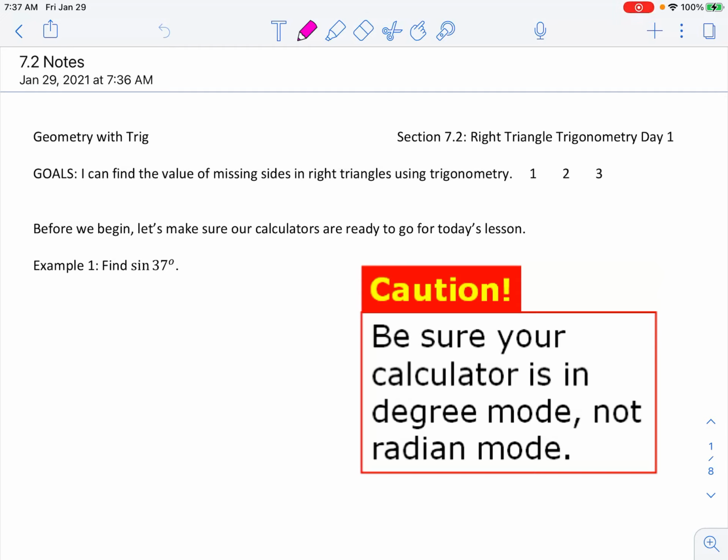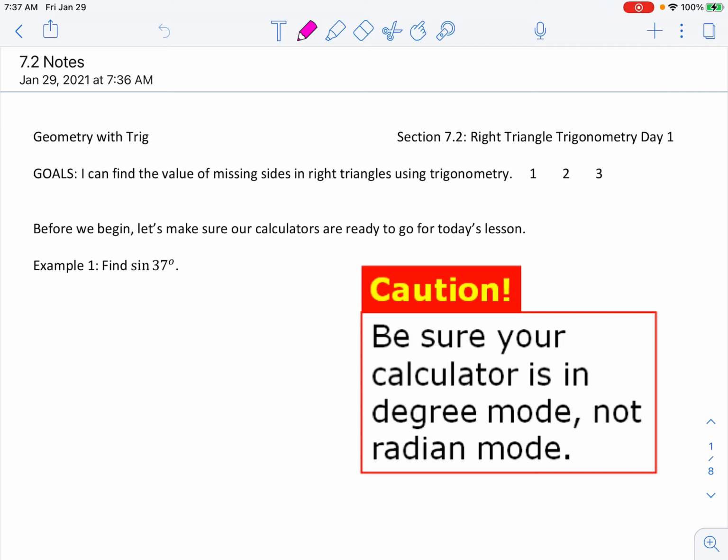All right, today we're going to go ahead and get into 7-2 notes. We're going to be looking at solving for missing sides of a right triangle given another angle in it. So today we're going to be focusing on using sine, cosine, or tangent to solve.